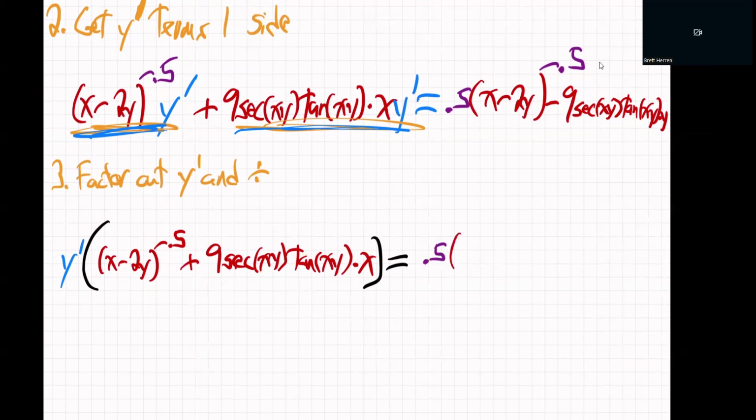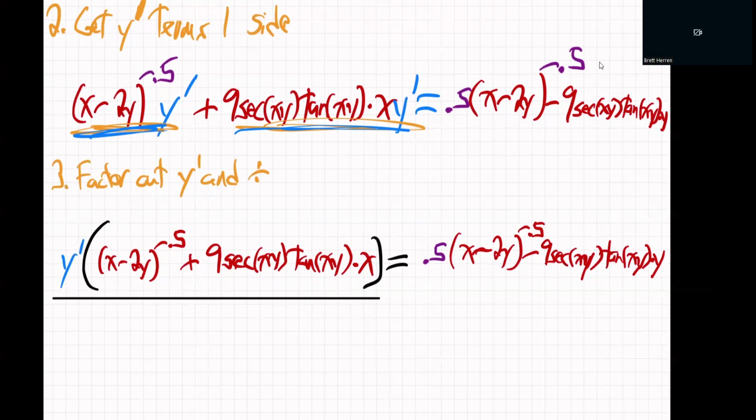0.5 x minus 2y to the minus 0.5 minus 9 secant xy tangent xy times y. All right, we are so close. Divide, divide.